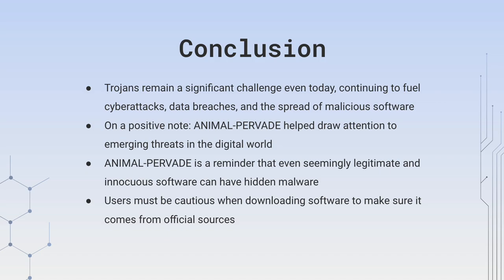Animal Pervade is a reminder that even seemingly legitimate and innocuous software can have this hidden malware within it. So users must be cautious when downloading software to make sure it comes from official sources. Even now, I'm sure we all have gotten scam emails, phishing emails, and seen software downloads that are clearly not legitimate. But even so, some are very hard to detect. So user vigilance now is just as important as ever.